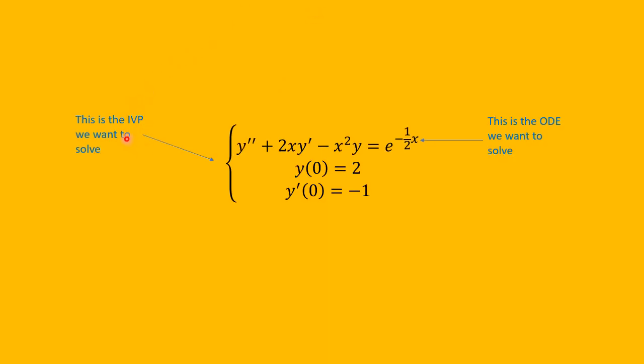This is the initial value problem we want to solve. The differential equation y double prime plus 2xy prime minus x squared y equals e to the minus half x. The initial conditions are y of 0 equals 2 and y prime of 0 equals minus 1. So with this differential equation, second order, and these two initial conditions, that forms our initial value problem.